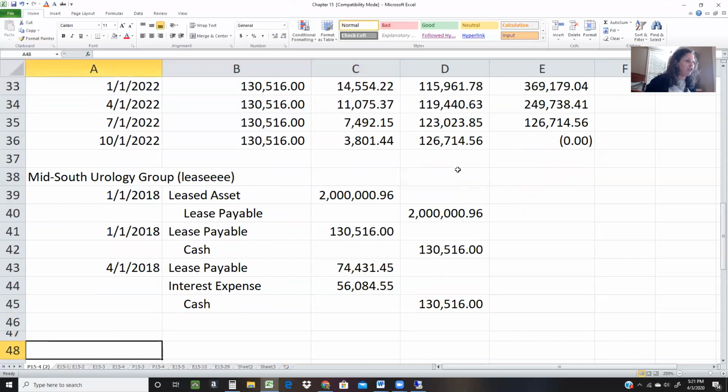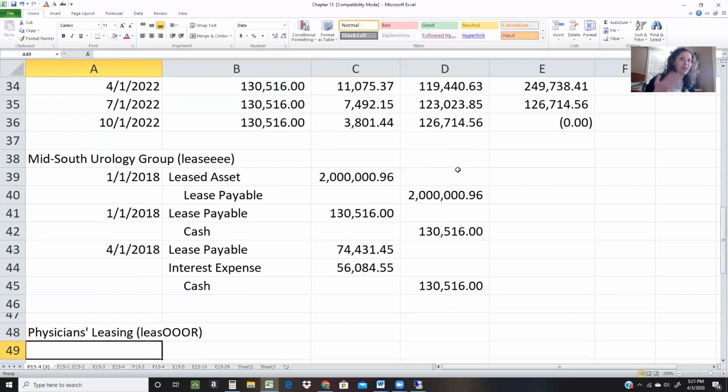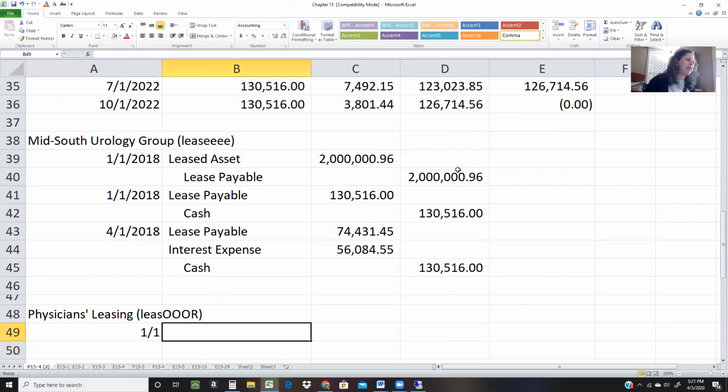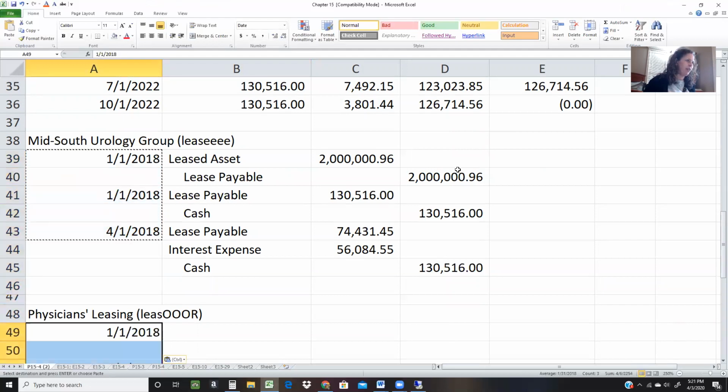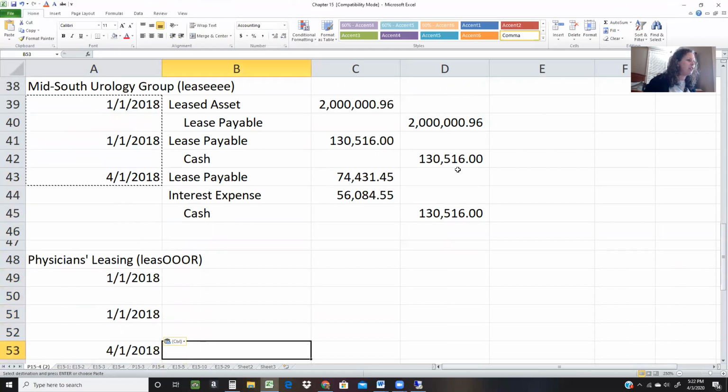From the other direction, we need to do the journal entries for physicians leasing. That's where they put the apostrophe thingy, so I'll do it too. And so this is the lessor, okay? So they are the person who's receiving the money. They're the original owners that are leasing out the asset. So 1/1 of 18 is where I'm going to start.